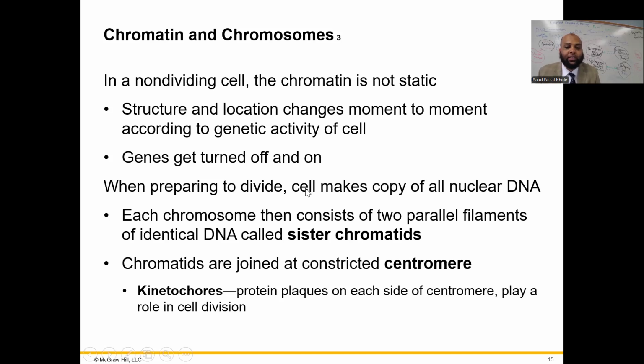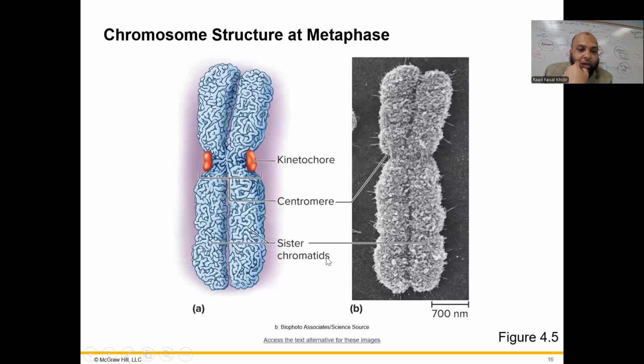So when preparing to divide, the cell makes a copy of all the nuclear DNA. Each chromosome then consists of 2 parallel filaments of identical DNA called sister chromatids. And the sister chromatids have a structure very similar to hemoglobin. In hemoglobin, you have the heme group, and the heme group has an iron group, and the iron attaches to the oxygen. Here the sister chromatids in the middle are joined together with a centromere. But the centromere has a protein in front of it known as kinetochore. These protein plaques on each side of the centromere play a role in cell division.